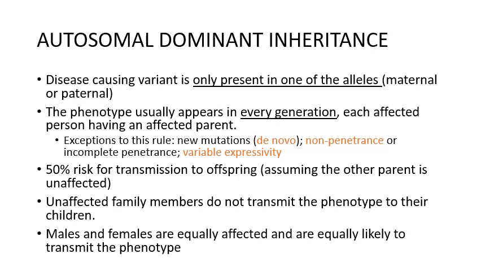The phenotype usually appears in every generation. Each affected person will have an affected parent. There are some exceptions to this rule, so please pay attention. There could be new mutations, which means that the parents won't be affected and the child has developed a new mutation.